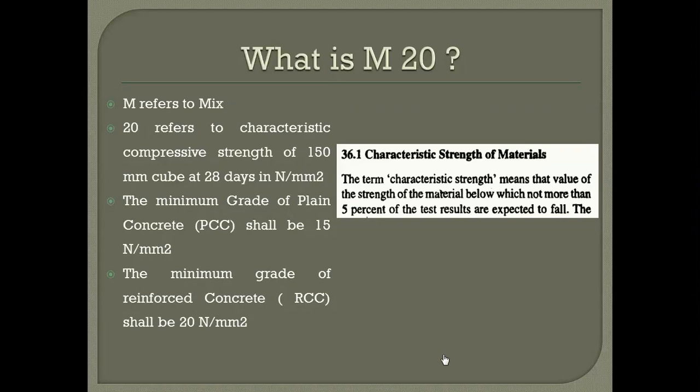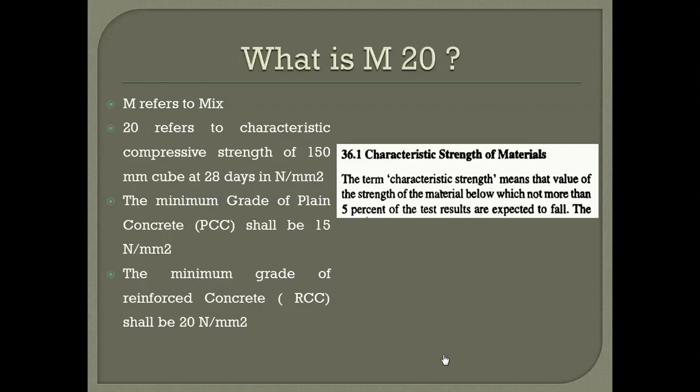That means if you test 100 cubes of concrete, say you take M20 grade concrete, so you have 100 cubes. If you test all those 100 cubes, 95 cubes should show a strength of 20 or more than 20. Only 5 cubes can show less results, that is less than 20. That is the meaning of characteristic strength.